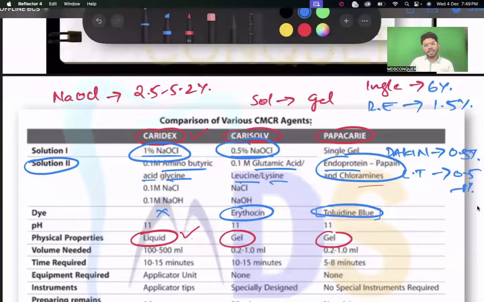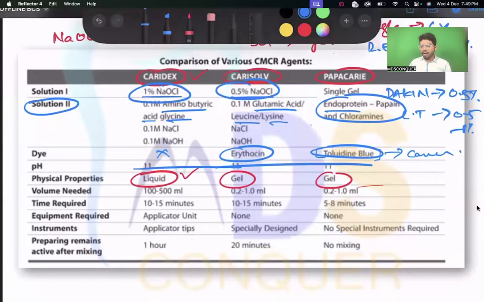Toluidine blue: any other use that it has? Oral pathology? Yes, right, Akshit, very good. Toluidine blue helps in identifying cancer lesions, cancer cells. Coming to pH, it is 11 for all. Have you learned anything else with a pH of 11? Yes, calcium hydroxide, 11.